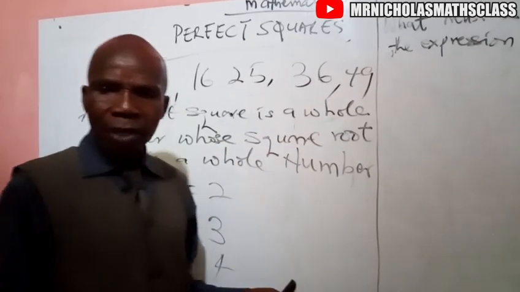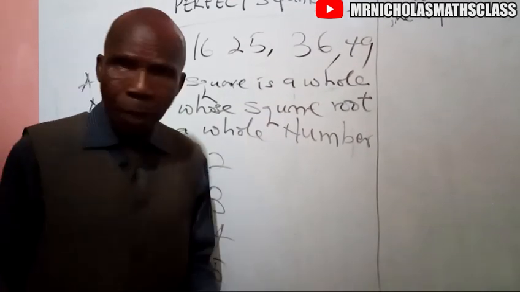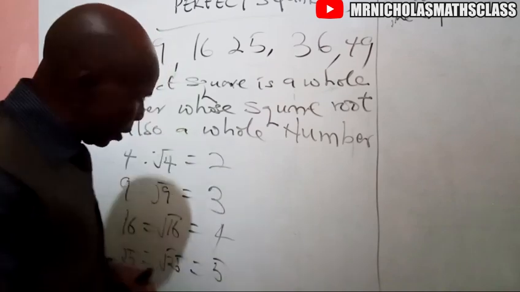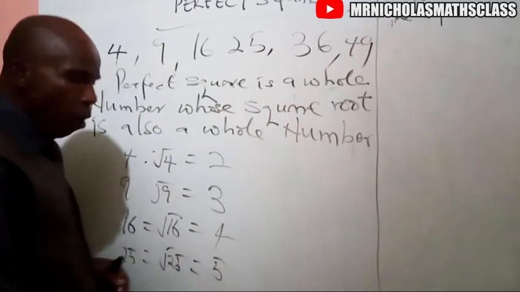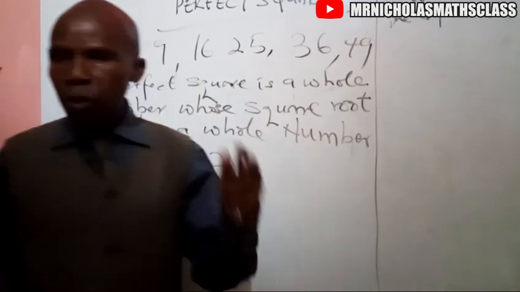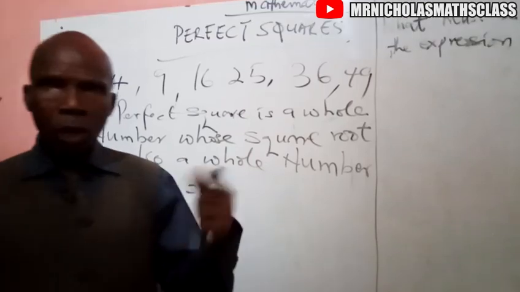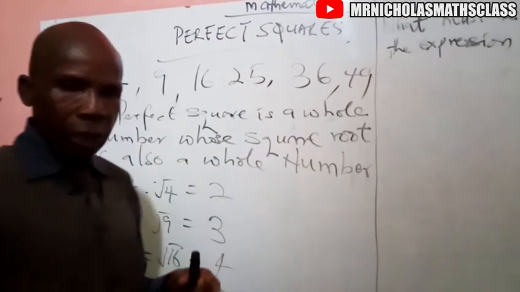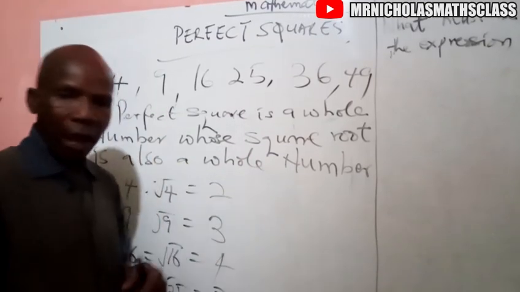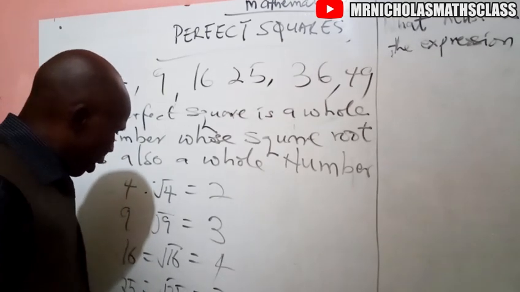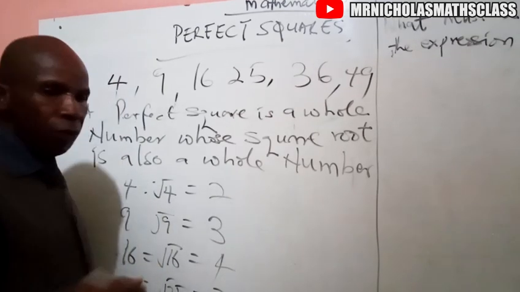Is 18 a perfect square? No. 18 is not a perfect square because the square root of 18 is going to give us 4 point something. The square root of 16 is 4 and the square root of 25 is 5, so the square root of 18 will be between 4 and 5.